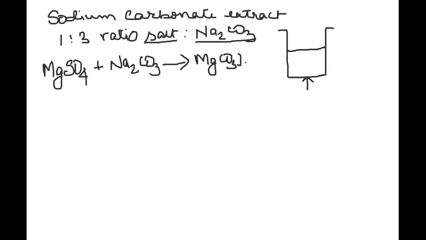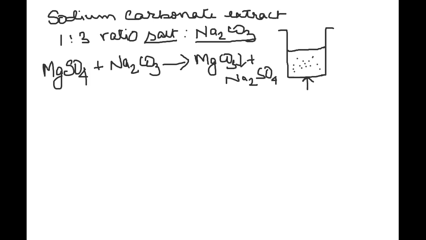Magnesium carbonate is formed, which precipitates and will be seen like a turbidity in the solution. Along with this, sodium sulfate is formed. Okay, now all salts of sodium are soluble, so I don't have to worry with the sodium salts because they will be soluble in the solution, or in the solvent, that is water in the beaker.